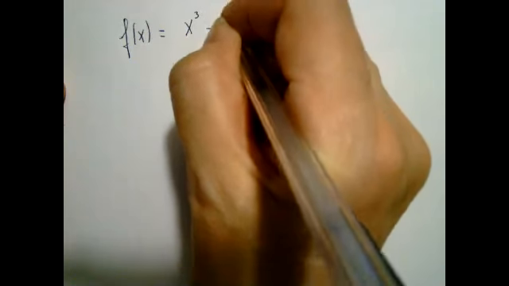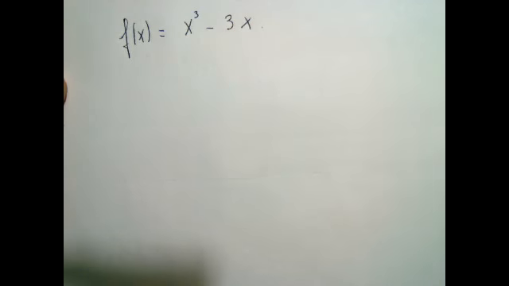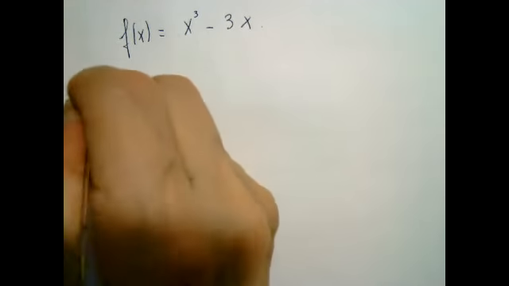Okay, so let's do that. Let me take the following function. Let f of x be equal to x cubed minus 3x. Okay, and the question is, first find the critical points.